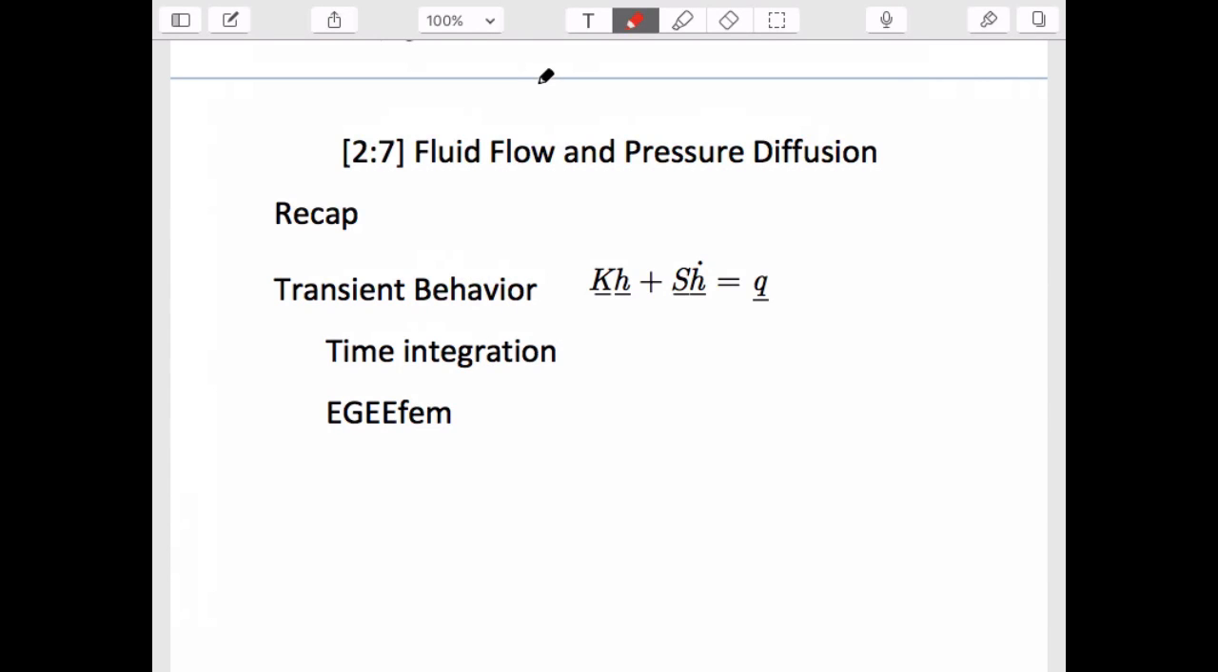So what I wanted to do today was to carry on talking about fluid flow, pressure diffusion in these systems. And as we said last time, we're talking about transient behavior, where we have this time-dependent term, dH/dt, which exists within the relationship, which is this term here.